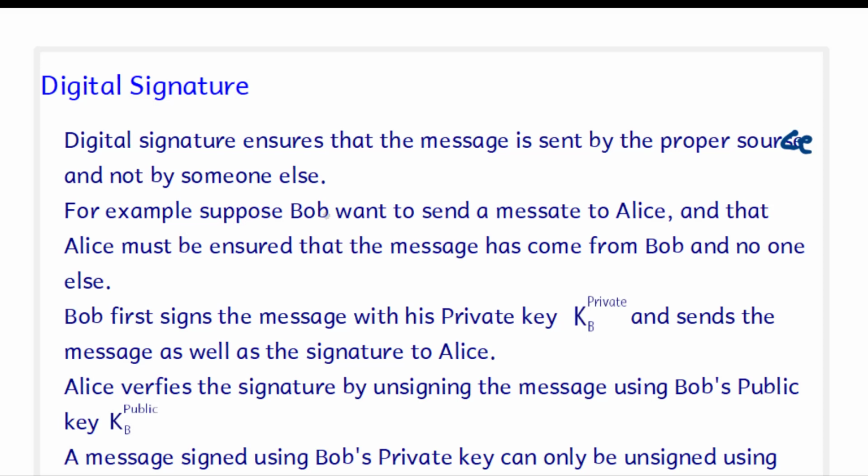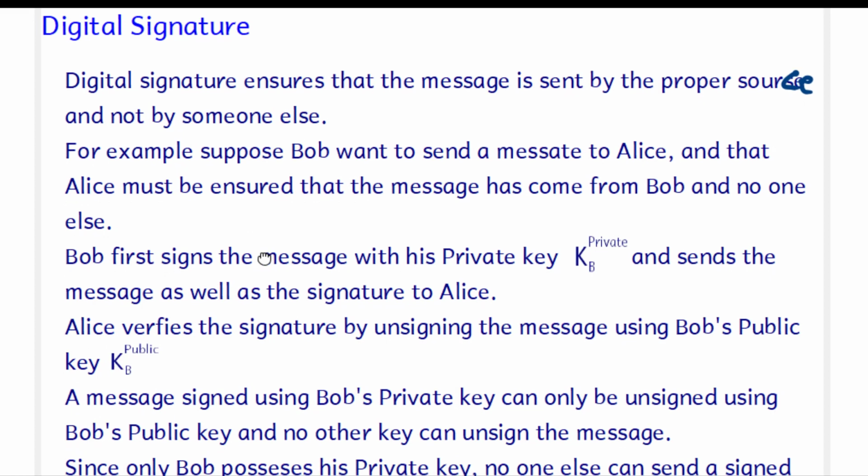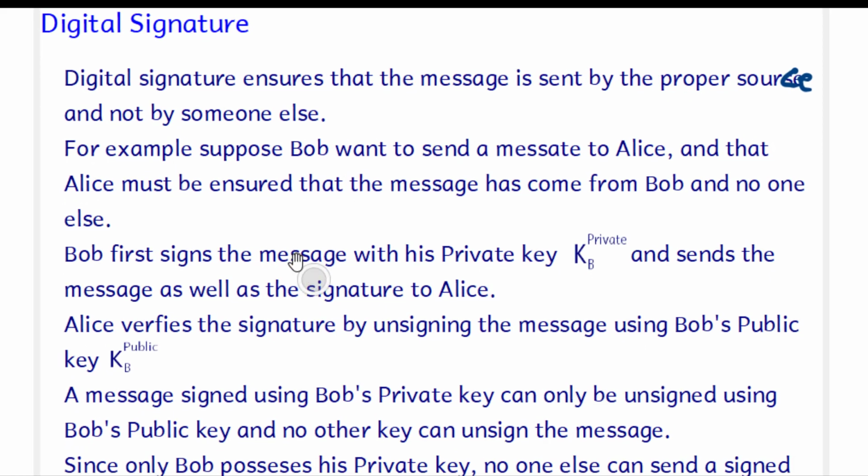Now suppose Bob wants to send a message to Alice, and Alice must be ensured that the message has come from Bob and no one else. So here we are concerned with the authenticity of the message. Suppose we don't want the confidentiality part; we want everybody to know the contents of the message, but we only want to ensure that it has indeed come from Bob. So how does Bob do it?